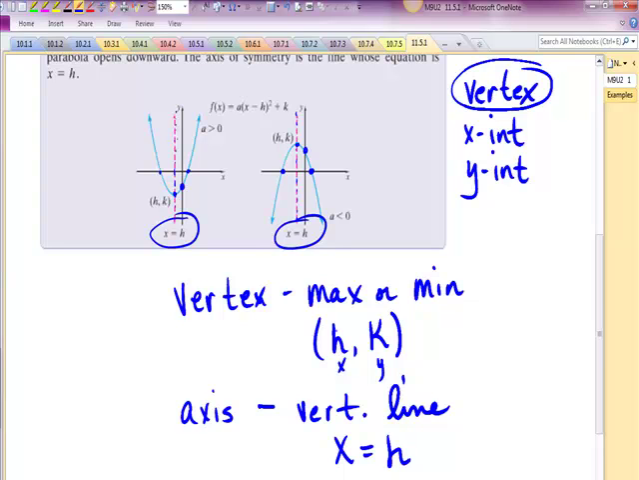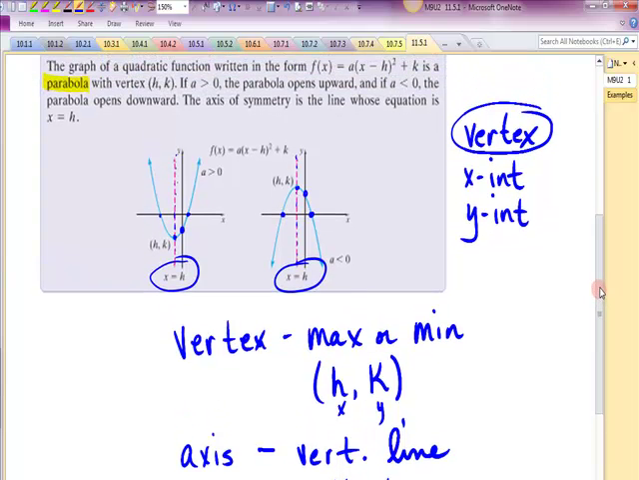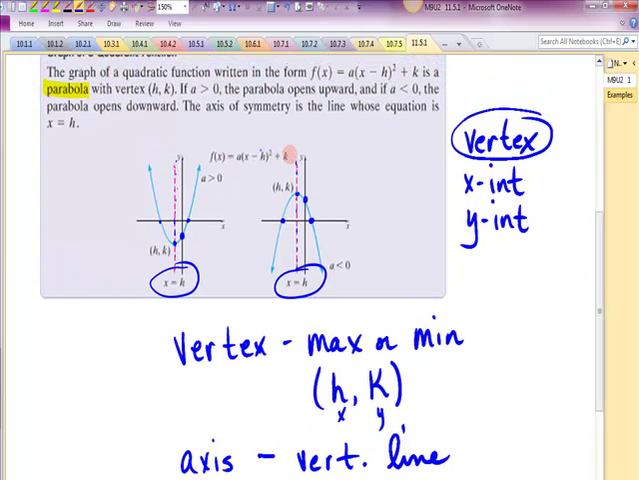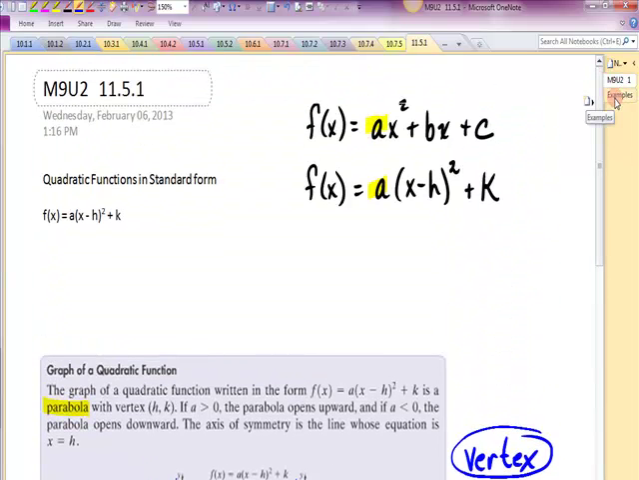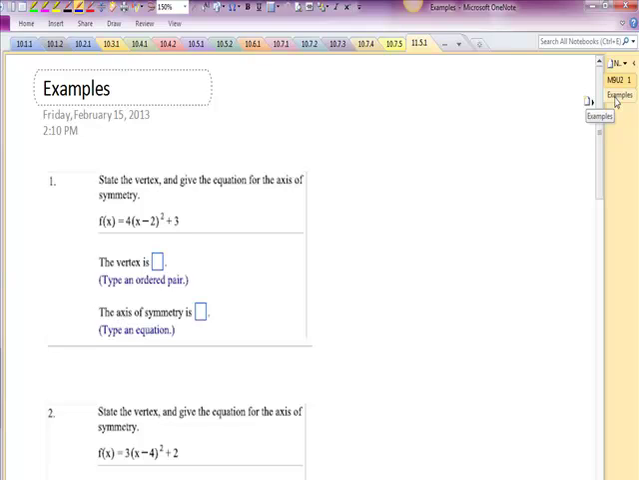Now, these things are pretty easy to find if your quadratic is in this standard form, because there's the opposite of h, and there's k, and there's a telling you which way it opens. So we are going to very much limit what we're going to do in this course. All right, problem number 1. You are given f of x is 4 parentheses x minus 2 quantity squared plus 3. Questions. What is the vertex? Type an ordered pair.